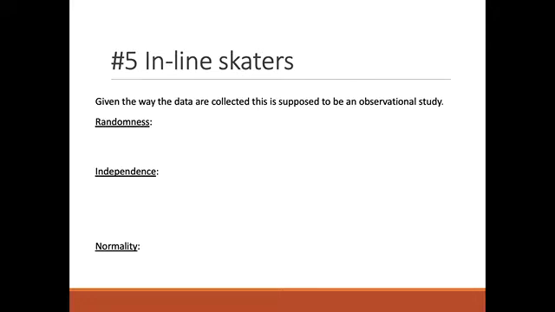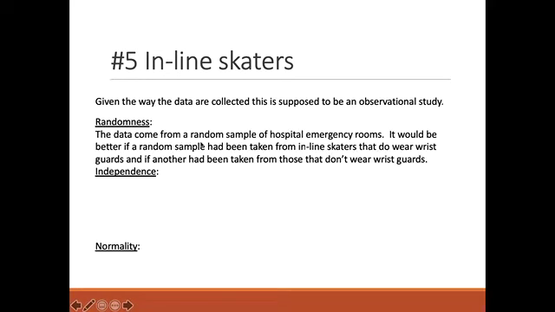Question number 6, inline skaters. Given the way the data were collected, it looks like this is supposed to be an observational study. So first of all, in terms of randomness, it says the data come from a random sample of hospital emergency rooms. So the truth is that's not ideal. It would be better if a random sample had been taken from inline skaters that do wear wrist guards, and then another independent random sample had been taken from those that don't wear wrist guards. There is at least some amount of randomness in the way the data were collected here.